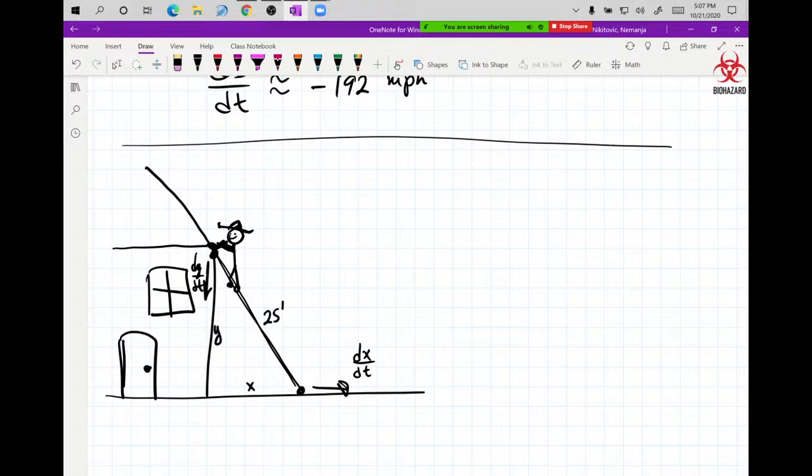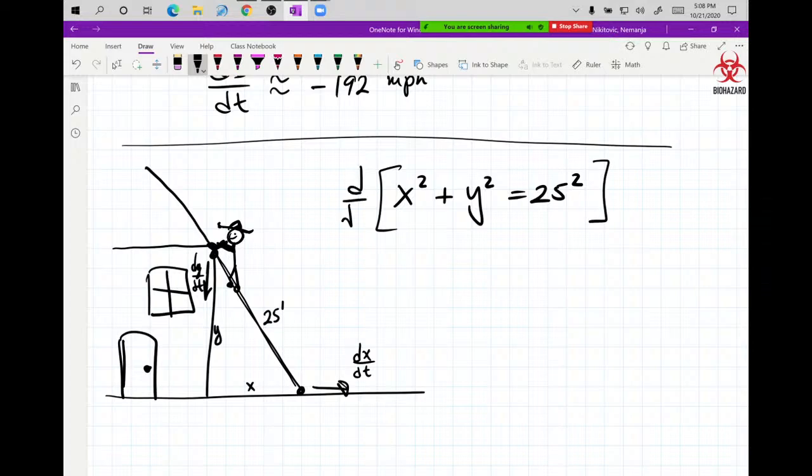Airplanes can go towards and away, and then one towards and one away in terms of the airport. But the ladder is fixed. So now when I write my x squared plus y squared equals 25 feet squared, you see that we have a constant here. And now when I take the derivative with respect to time, we just have 2x dx/dt plus 2y dy/dt equals 0.